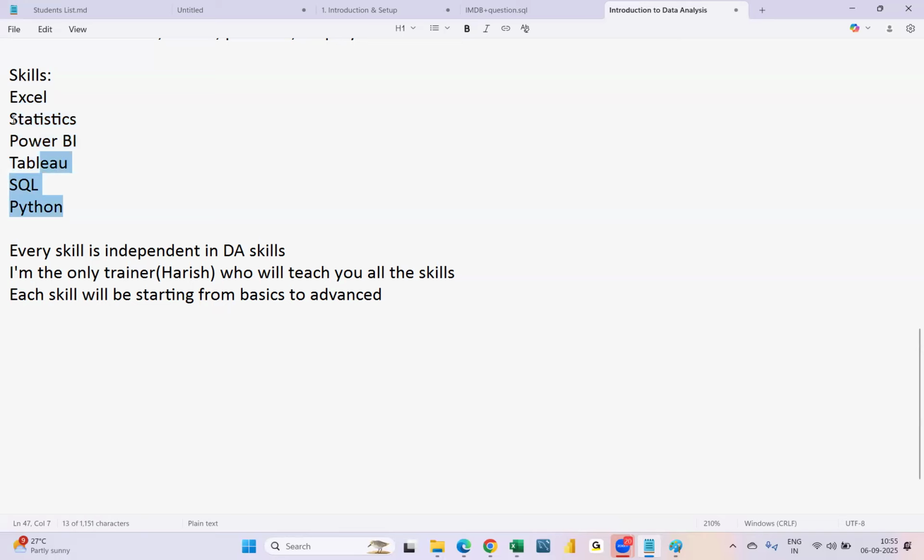I will teach, and every skill that I mentioned here is going to involve a real-time project. The real-time projects are going to be coming from different business domains. I will take one from sports, one from movies, some projects from the banking domain, some from healthcare. Different data sets I will use in the day-to-day classes. For your assignment, different data sets I will provide.